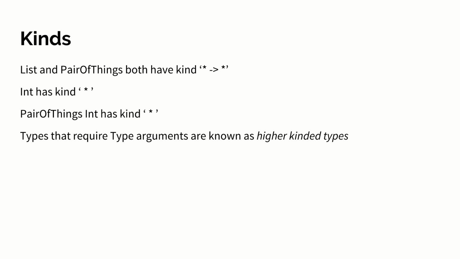So types that require further type level arguments are again known as higher kinded types. List and pair of things have the kind star to star. Another level of star to star is added for each extra required type level argument. So int has a kind star, pair of things, int has a kind star, because pair of things has a kind star to star, pair of things int has had int applied to it, resulting in just a kind of star.